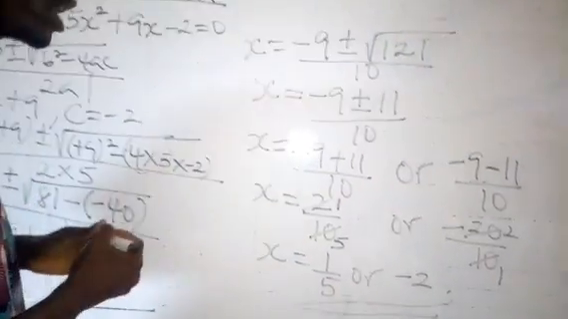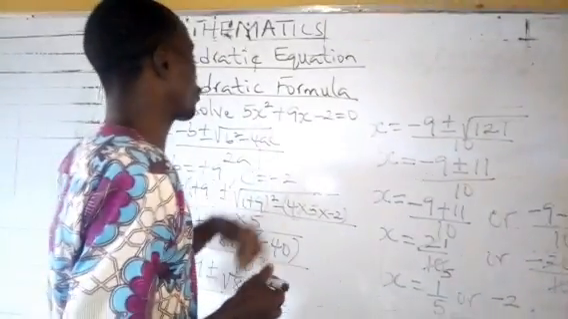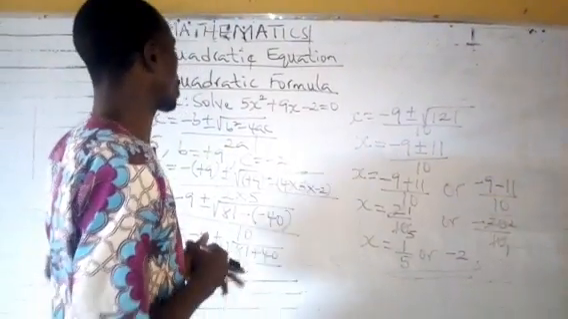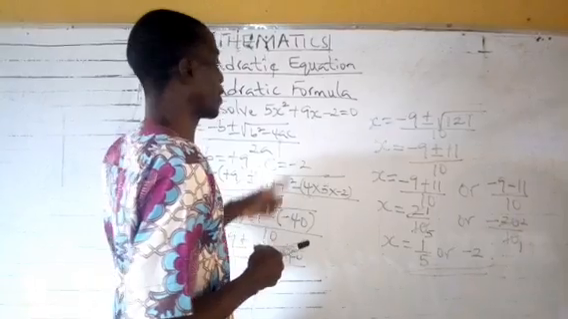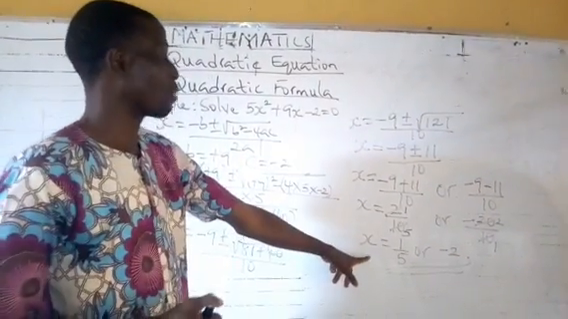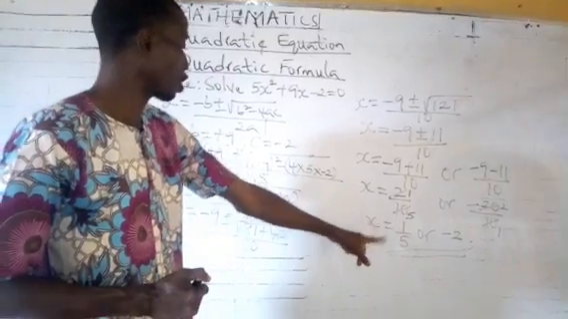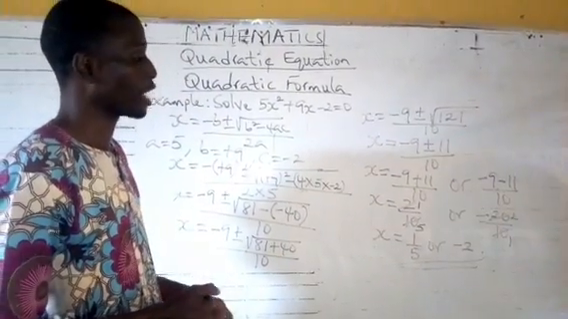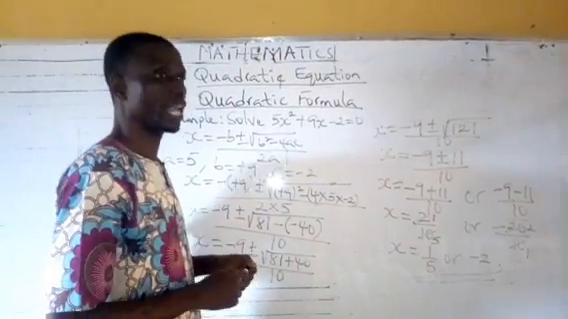We have successfully used the quadratic formula to solve the equation given, 5x squared plus 9x minus 2 equals 0, and this is our answer: x equals 1 over 5 or minus 2. See you in the next concept.